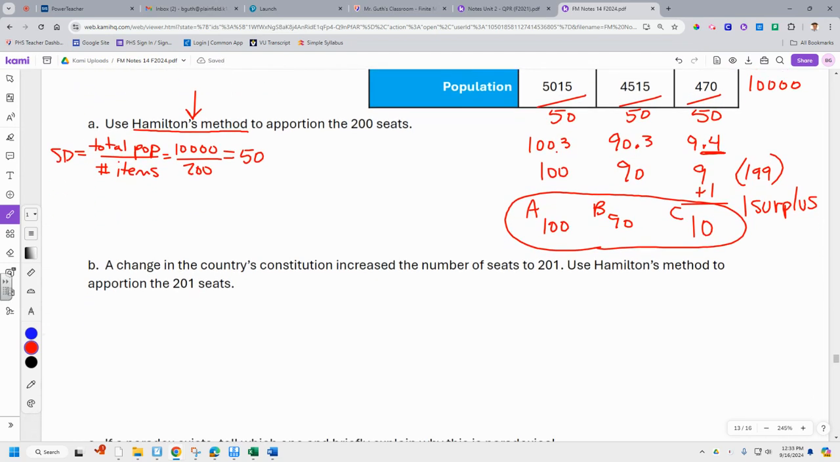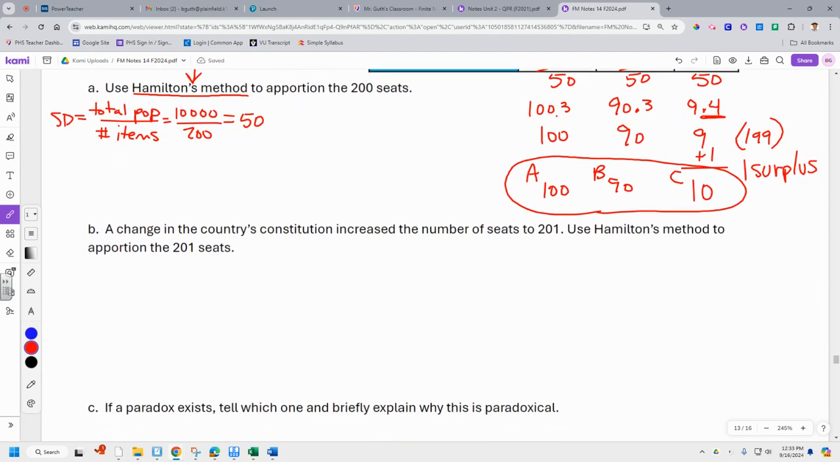Now we're going to change something slightly. A change in the country's constitution increased the number of seats to 201. Use Hamilton's method to apportion the 201 seats. So we're doing basically the same thing, only this time it's 10,000 divided by 201. When I do that division, I get about 49.751. I would just round off to a few decimals. Doesn't really matter, I suppose.